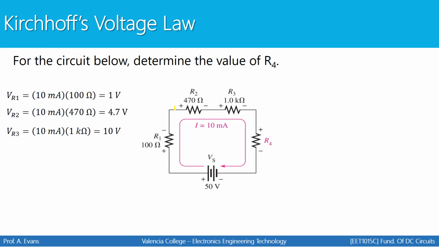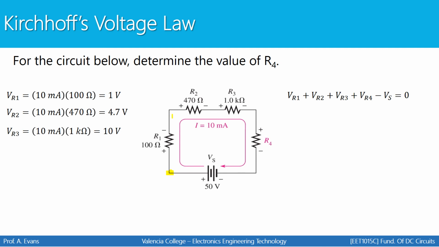Now I'm going to apply KVL to figure out what the voltage for R4 must have been. In order to do this, you're going to pick a point on the circuit. Pick a point, it doesn't matter what point, pick any point. I'm going to pick this point right here. I'm going to write an equation that sums up all the voltages around this closed path.